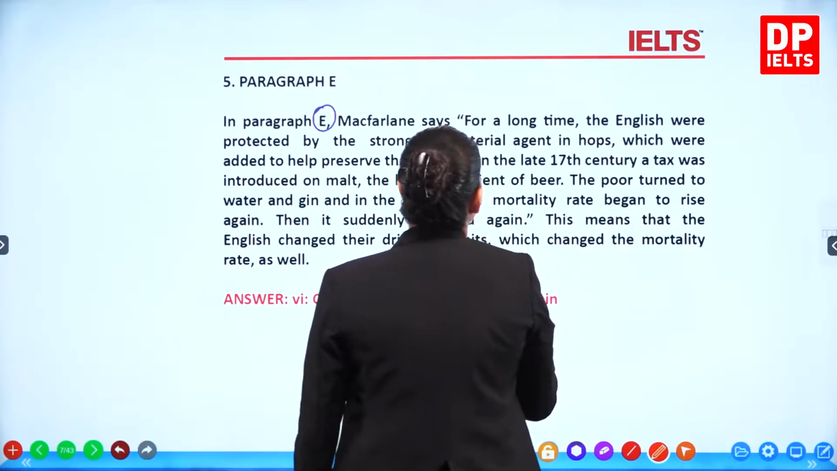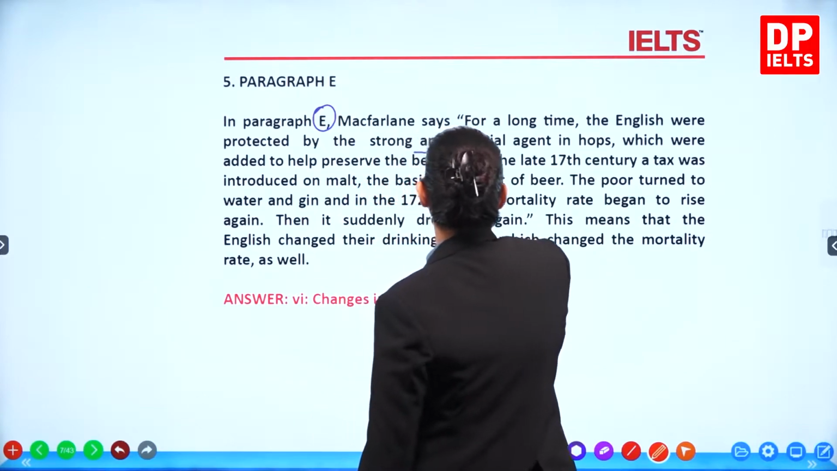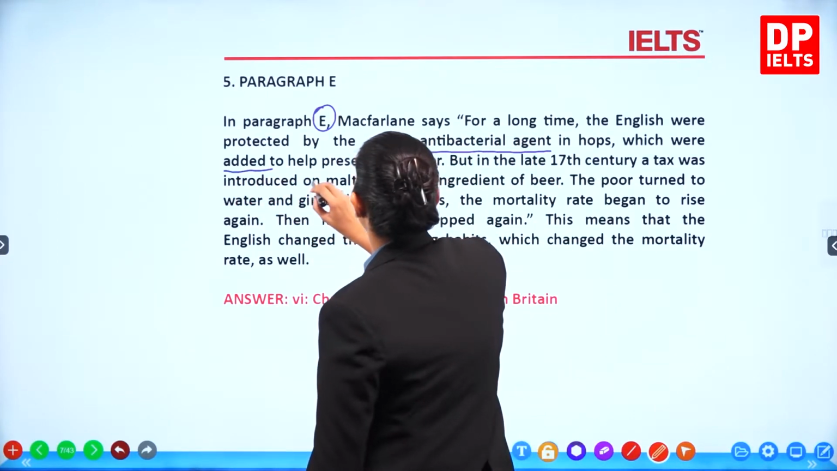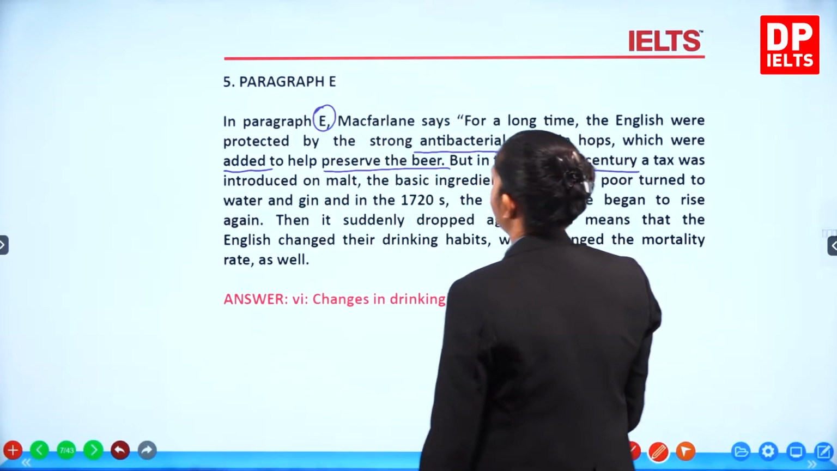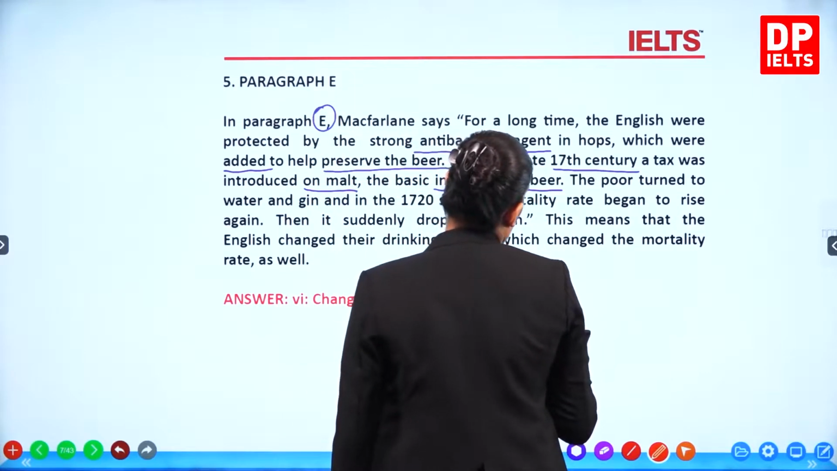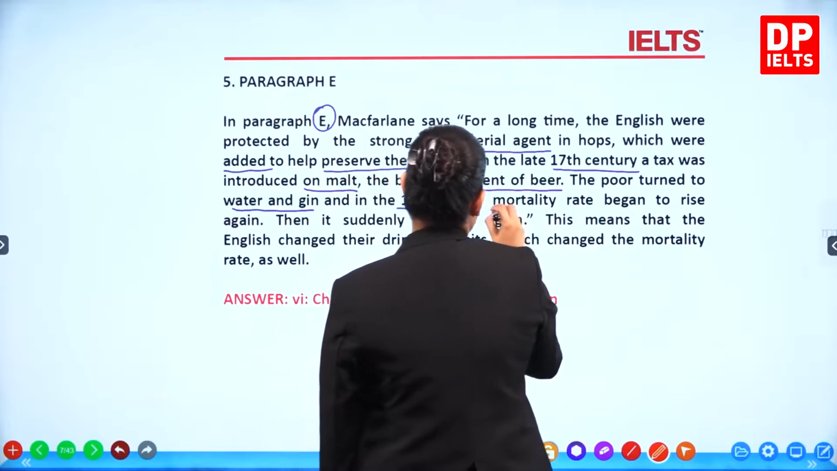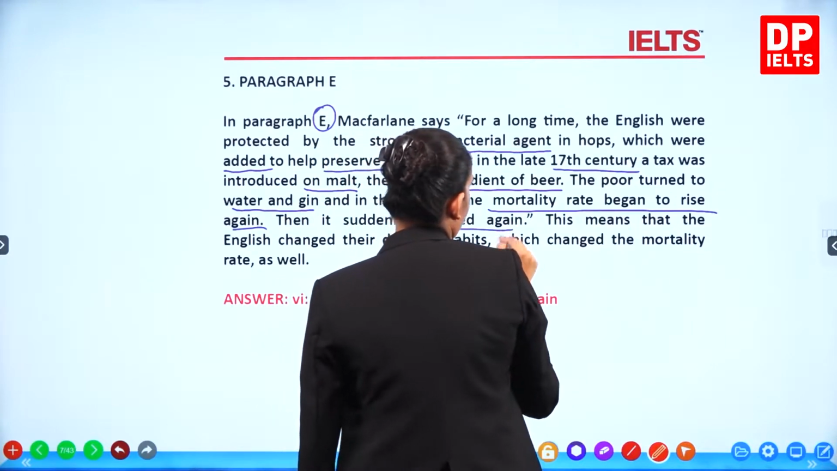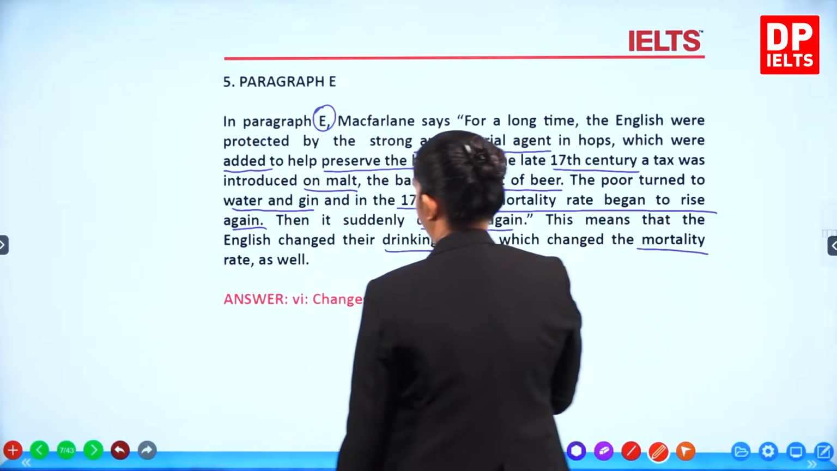McFarlane says, for a long time, the English were protected by the strong antibacterial agent in hops, which were added to help preserve the beer. But in the late 17th century, a tax was introduced on malt, the basic ingredient of beer. The poor turned to water and gin, and in 1720s the mortality rate began to rise again. Then it suddenly dropped again. This means that the English changed their drinking habits, which changed the mortality rate as well.